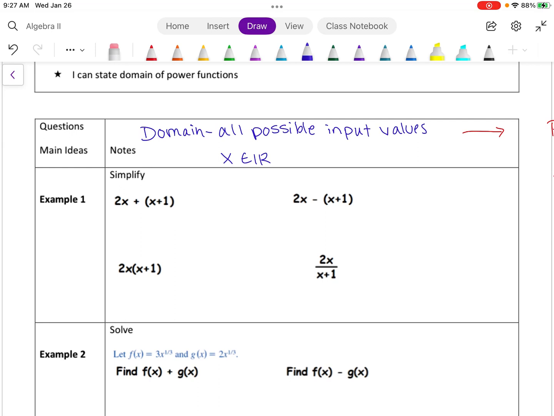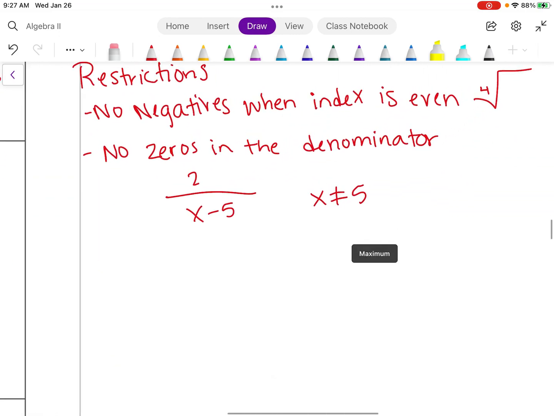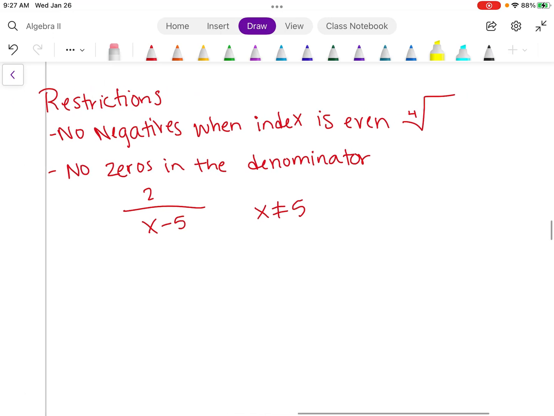So most of the time our domain is going to end up being x belongs to the real numbers, because it could be any real number, meaning it just couldn't be an imaginary number. However, we do have a couple of restrictions we have to watch out for. So restrictions that we'll see, for example, is that there's no negatives when your index is even. So say you had something like a fourth root, then x would be anything greater than or equal to 0, because we can't take this even root of a negative number. So that would be undefined.